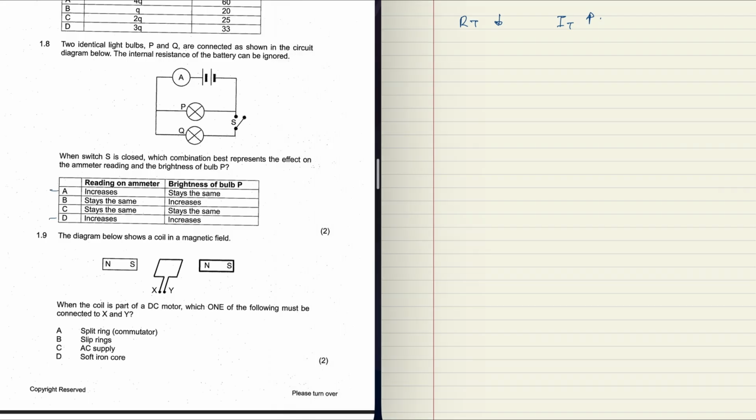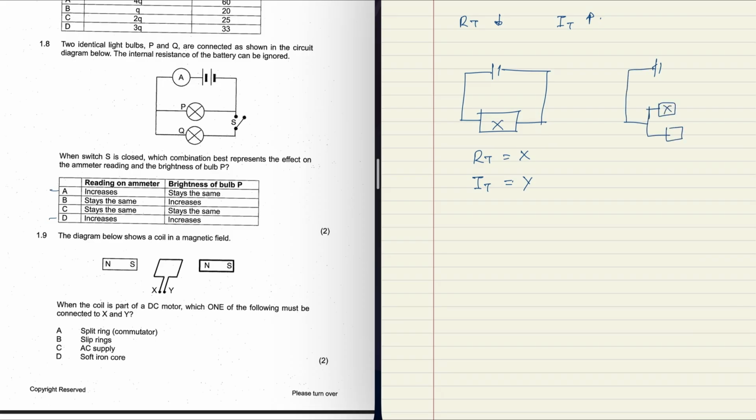Now we need to consider the brightness of the bulb. And to do that, let's take a look at the diagrams. So if I have a circuit, and that circuit has a resistor with a resistance of X, the total resistance is going to be X, and let's say the total current, let's call that Y. But if I add a resistor in parallel, and those two resistors have the same resistance, X and X, the total resistance now is going to be half X.